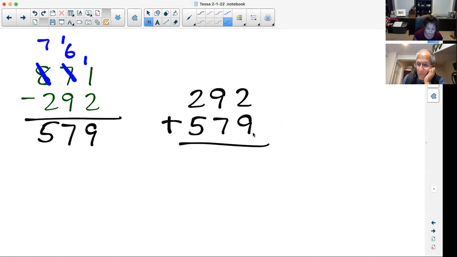I think I found the problem. I accidentally wrote down 9 plus 9 instead of 2 plus 9. Oh, you mean you wrote down 299 plus 579? Yeah. That'll do it. There's the problem. So Tessa, come on, let's try it. Change the 9 to a 2 and let's do it.